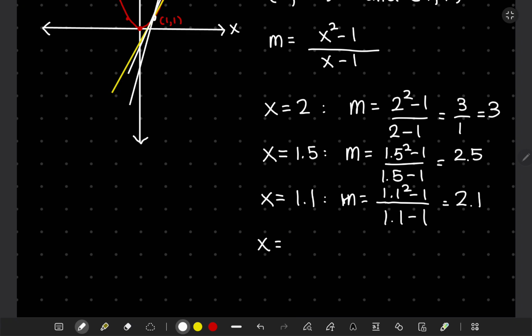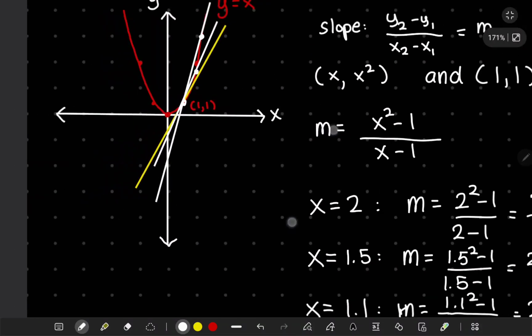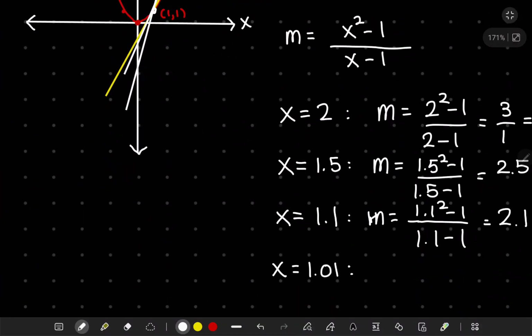Maybe let's go even closer to 1. Let's say 1.01, oddly close to this 1, 1. If I do that, let's see what happens.